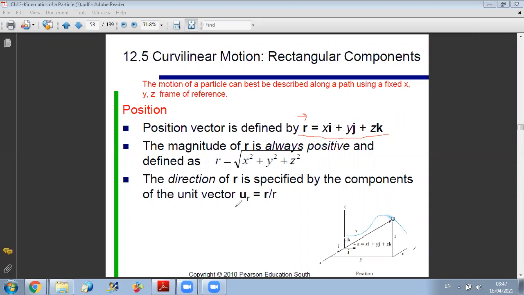And the unit vector can be found by taking the vector over its magnitude. So you are well familiar now with how to get a unit vector.